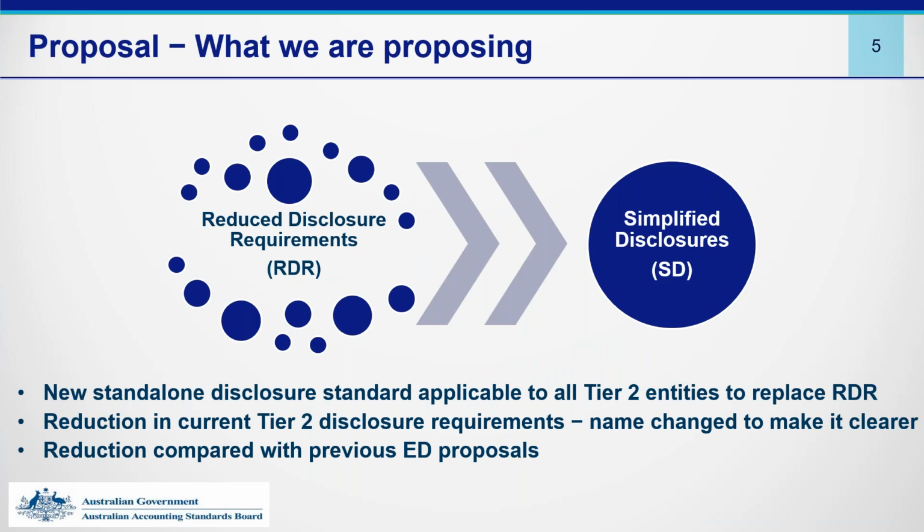So what are we proposing? We are proposing a new standalone disclosure standard, fully replacing all of the pure disclosure standards in the Australian Accounting Standard Suite, such as AASB 101, 107, AASB 12, AASB 7, and AASB 124. And these new proposals will also replace the current reduced disclosure regime. So we will not be retaining the shading in the current standards. Entities will still need to comply with full recognition and measurement, but with much reduced disclosures.